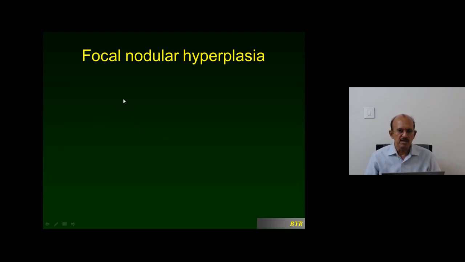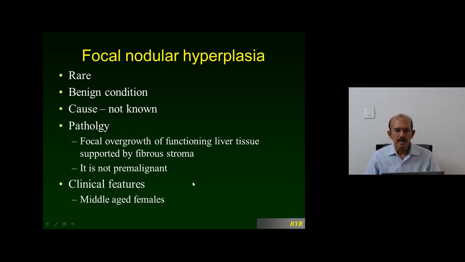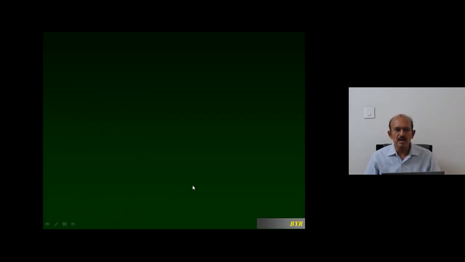There is one more benign condition called focal nodular hyperplasia. It is rare. It is a benign condition. Cause not known. Pathology: focal overgrowth of functioning liver tissue supported by fibrous tissue. So there will be multiple nodules of the liver. That is because of overgrowth of normal liver tissue. It is not pre-malignant. Clinically, it affects middle-aged females, and this also is incidentally discovered.